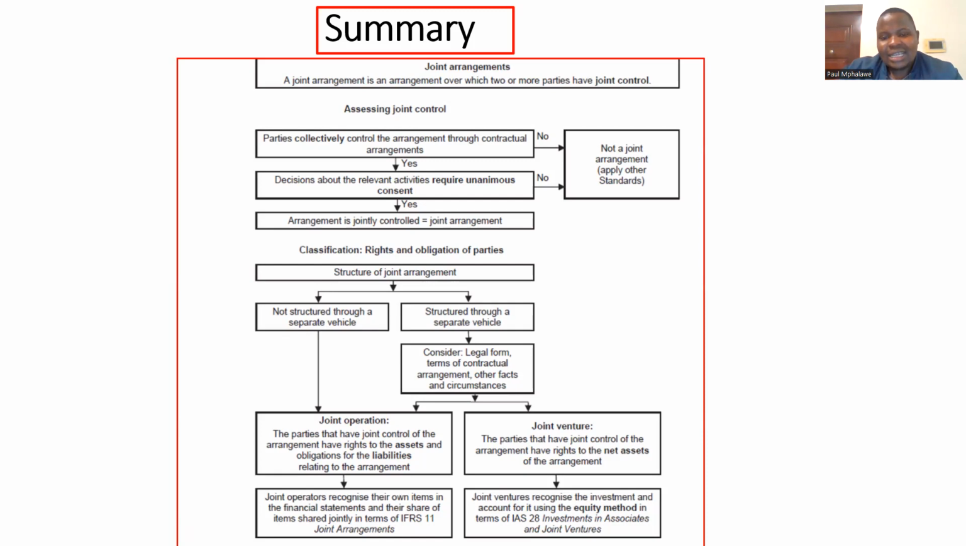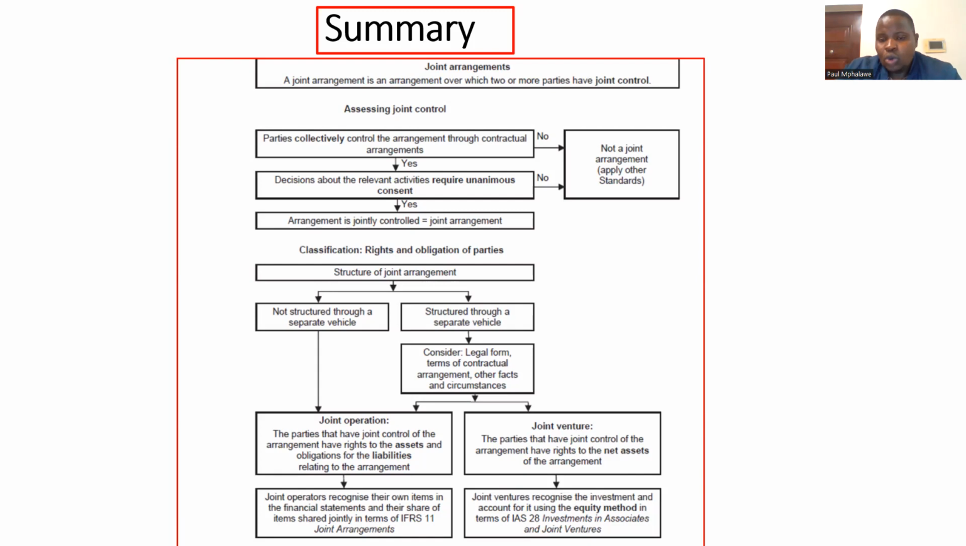So is the arrangement structured through a separate vehicle? If your answer is yes, then what do you need to do? You must consider the legal form, number one, the terms and the contractual arrangement, and the other facts and circumstances within the contract between the parties. It can either be a joint operation or a joint venture, depending on the facts in the case.